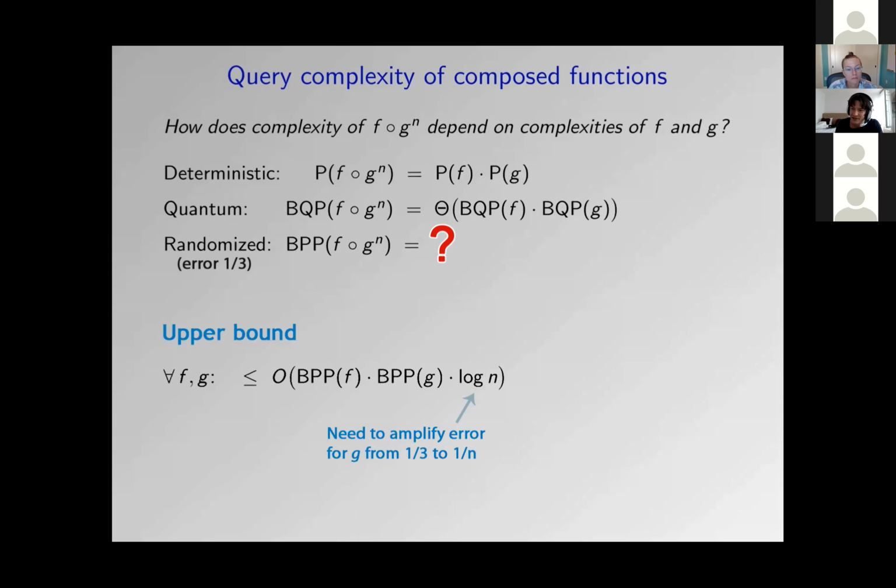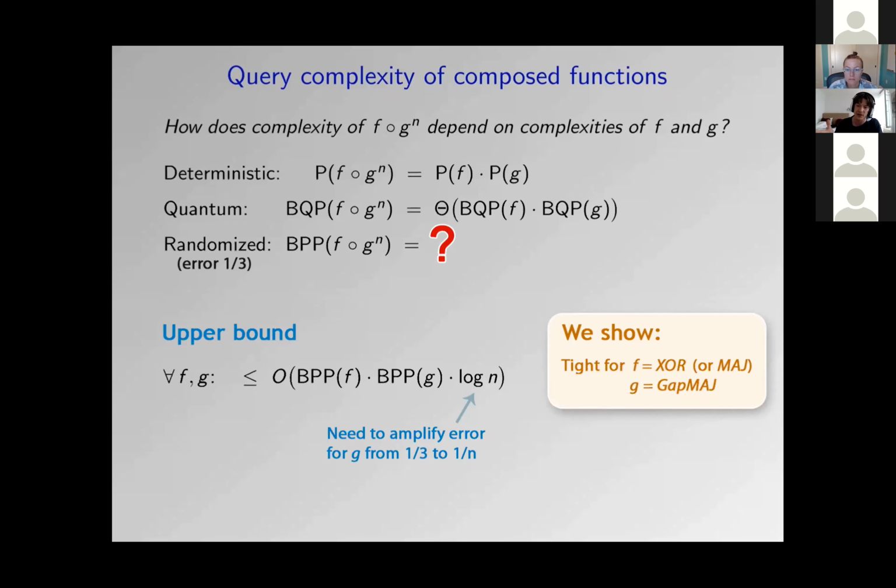And now the sole focus of this work is simply to show that in some cases, this upper bound is tight, that there exists a choice for F and G where you do indeed need the log factor. You need to amplify this success probability for the subroutines. So we show this for a particular choice of an outer function, kind of a natural one, XOR of n bits, or we can do it for the majority of n bits, and also a careful choice for the inner function.